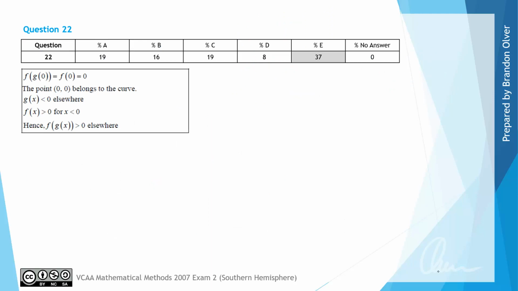From the examiner's report, we can see that 37% of students got this question correct, so it did challenge students in this exam. An excerpt from the examiner's report goes through a similar process to what we just went through. It identified that it needed to go through the origin, or that the point (0, 0) belongs on that composite function, and it also talked about that g of x was negative everywhere else, so that f of x was the positive part of the original graph everywhere else as well. So their steps there essentially match what we discussed on the previous slide.